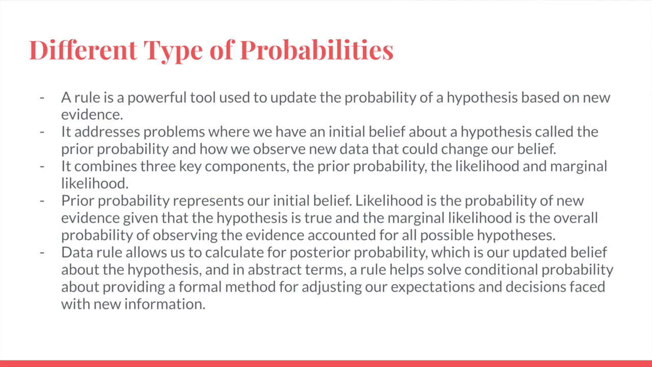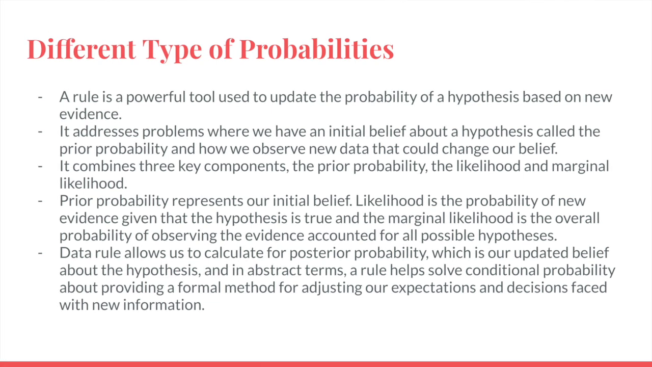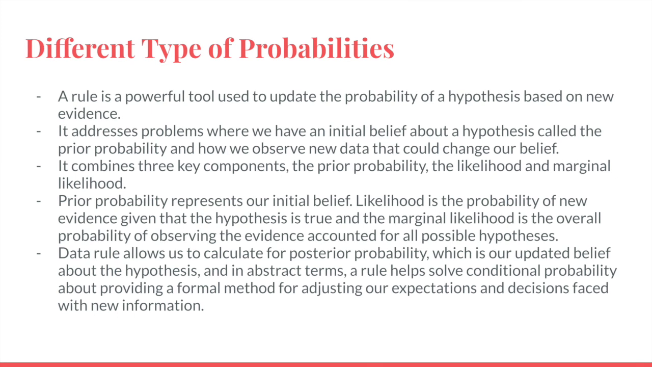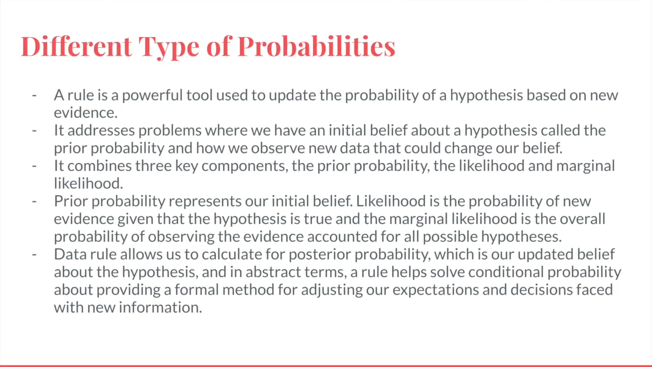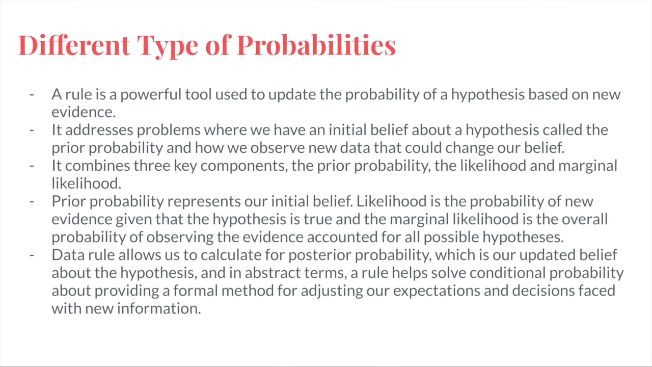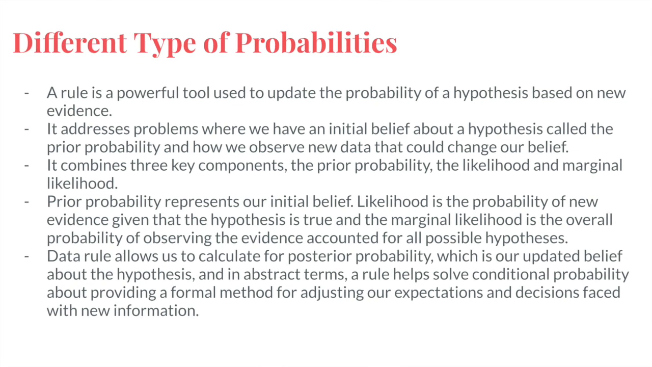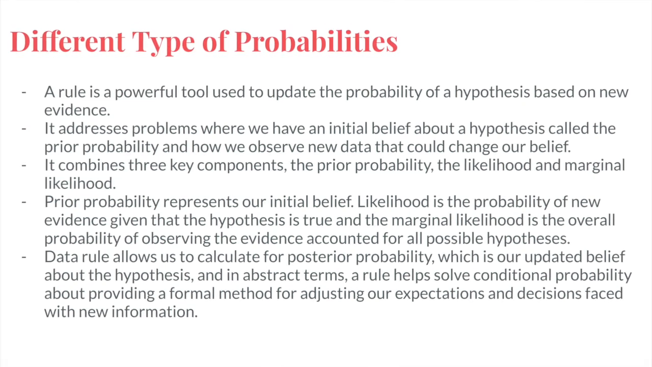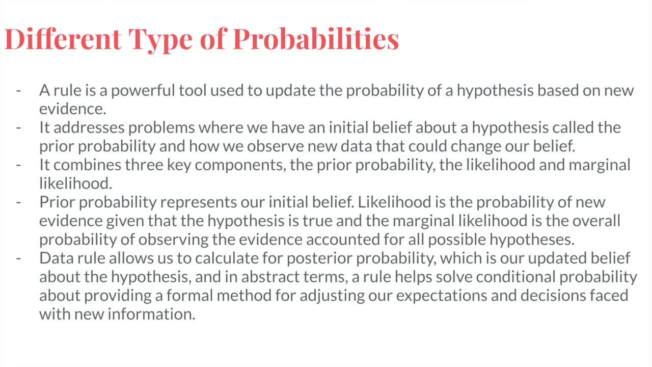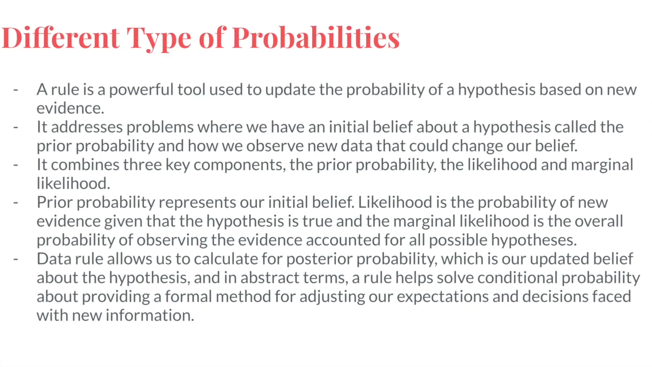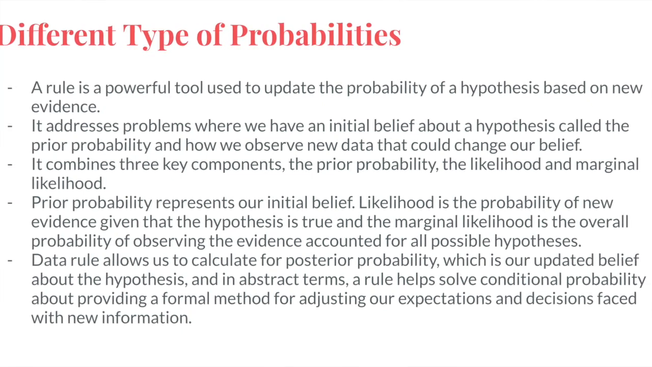Bayes' rule is a powerful tool used to update the probability of a hypothesis based on new evidence. It addresses problems where we have an initial belief about a hypothesis, called a prior probability, and then we observe new data that could change our belief. So it combines three key components: the prior probability, the likelihood, and the marginal likelihood. Prior probability represents our initial belief. The likelihood is the probability of new evidence given that the hypothesis is true, and the marginal likelihood is the overall probability of observing the evidence, accounting for all possible hypotheses.